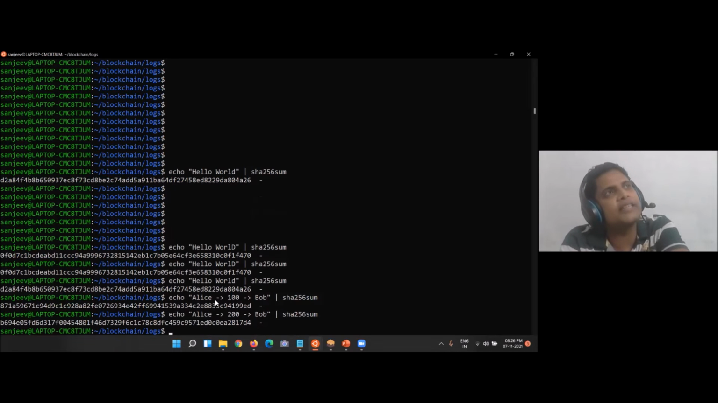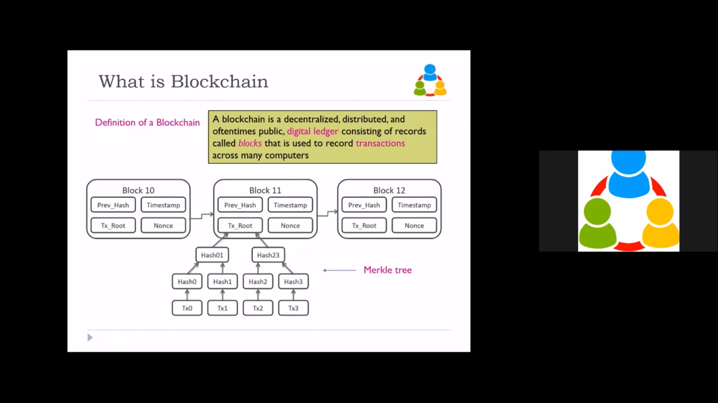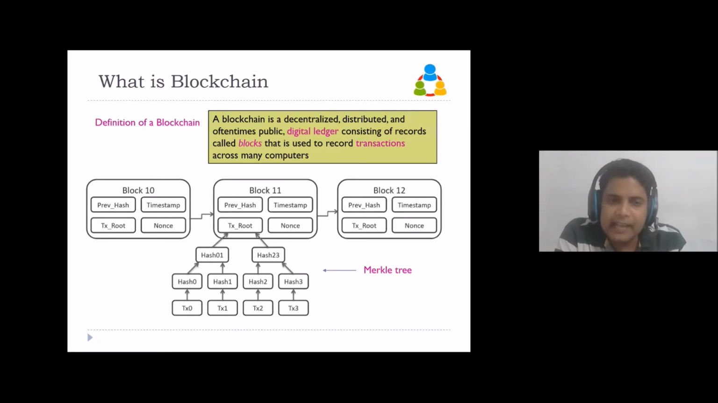So whenever you change some data inside a transaction, the hash of that transaction will change. For TX0, the software will create a hash. TX1, it will create a hash. Hash 0 and hash 1 will create another hash, and hash 2, 3 will be obtained like that. Similarly, the TX root will be another hash. So if somebody changes the data that Ram sent 100 rupees to Rohit, and instead Ram sent 200 rupees to Rohit, the hash of that data will be different.